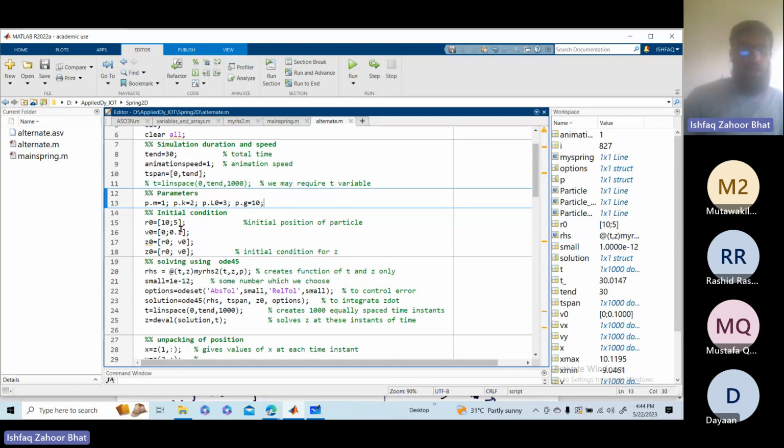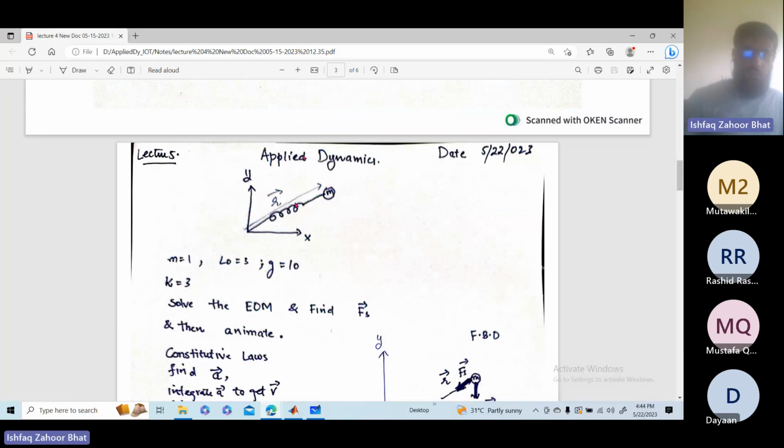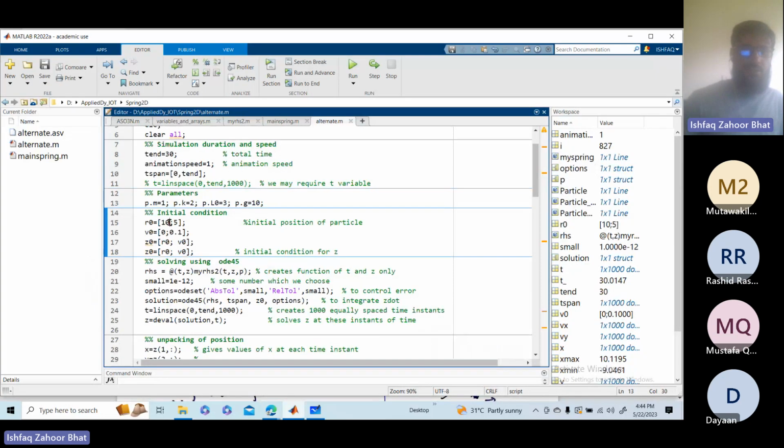Okay, so initial condition. What is the initial condition? R naught. You can see this is R. Initially, if it is somewhere here, then this R will be called R naught, and R naught will have two components, X naught and Y naught. So this 10 is X naught, and this 5 is Y naught. And see, I have written a column, so this is a column vector. In the first row, it represents the X component, and in the second row, it represents the Y component.